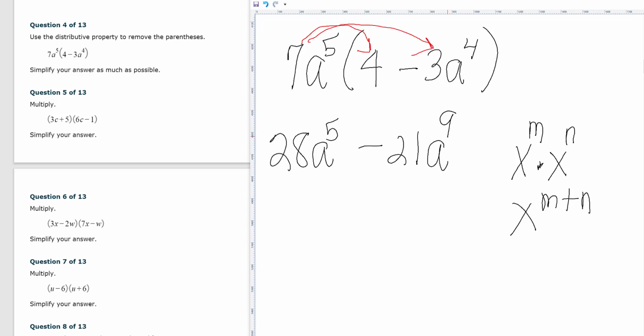Now this is not in standard form. I could rewrite this as minus 21a to the 9th plus 28a to the 5th, and that would be in standard form because the exponents are decreasing in order. That's not required though, so if you want to leave it 28a to the 5th minus 21a to the 9th, that's fine. You can leave it that way.